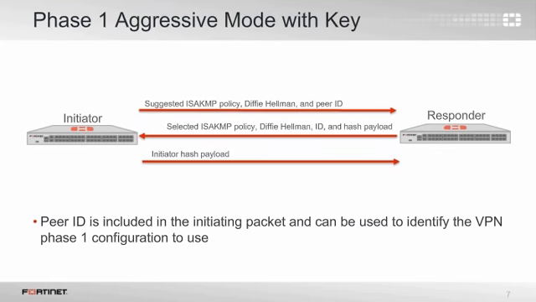In comparison, this slide shows the aggressive mode negotiation, in which only 3 packets are exchanged. The client initiates by suggesting the security policies and providing its Diffie-Hellman public value and peer ID. The responder replies with the same information plus a hash, and the initiator sends its hash payload.